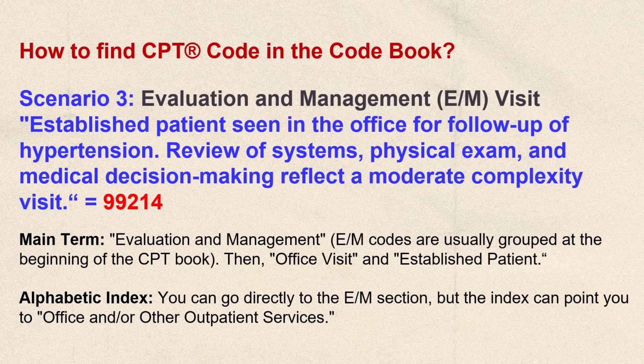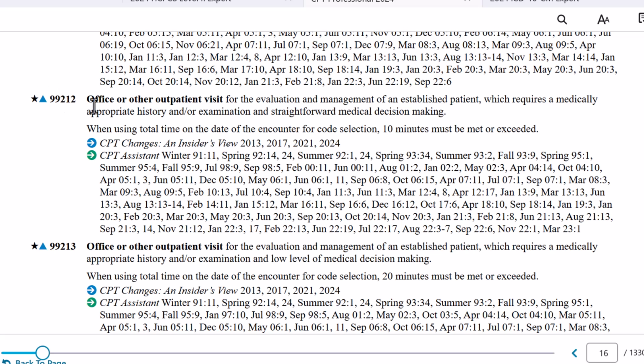In this case, this is moderate complexity. So you have to go to the moderate complexity level. So you can see the 99212 is office or other outpatient visit for the evaluation and management of an established patient, which requires a medically appropriate history and examination with straightforward medical decision making. Here is straightforward medical decision making. 99213 is low level medical decision making, but in our case it is moderate.